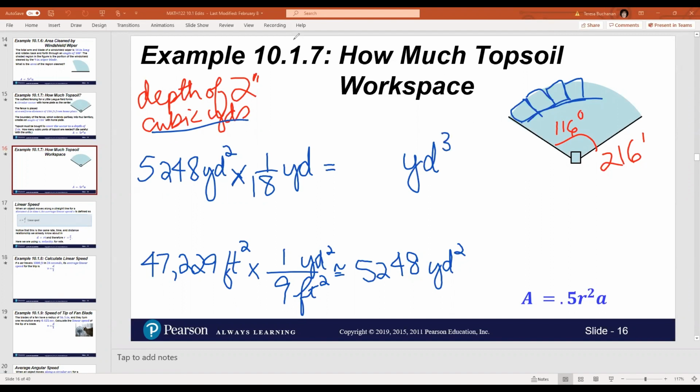The 5,248 divided by the 18 is 291, approximately 6/10. The question was, how many cubic yards of topsoil are needed to make the depth of 2 inches? This many cubic yards of topsoil. About 292 cubic yards of topsoil would cover that field.